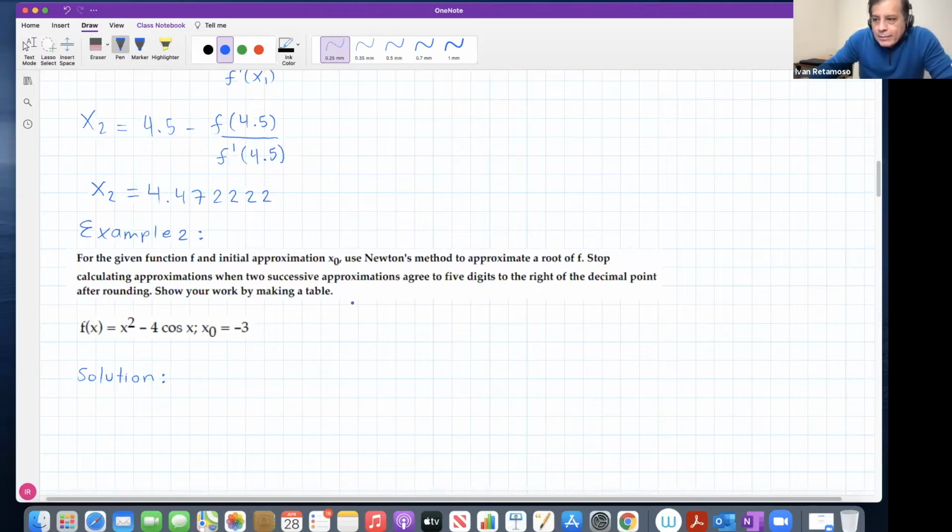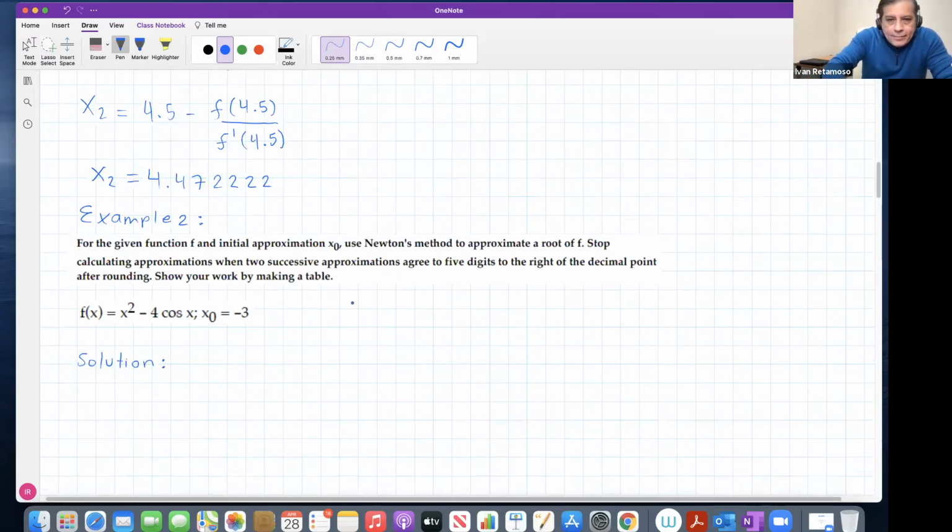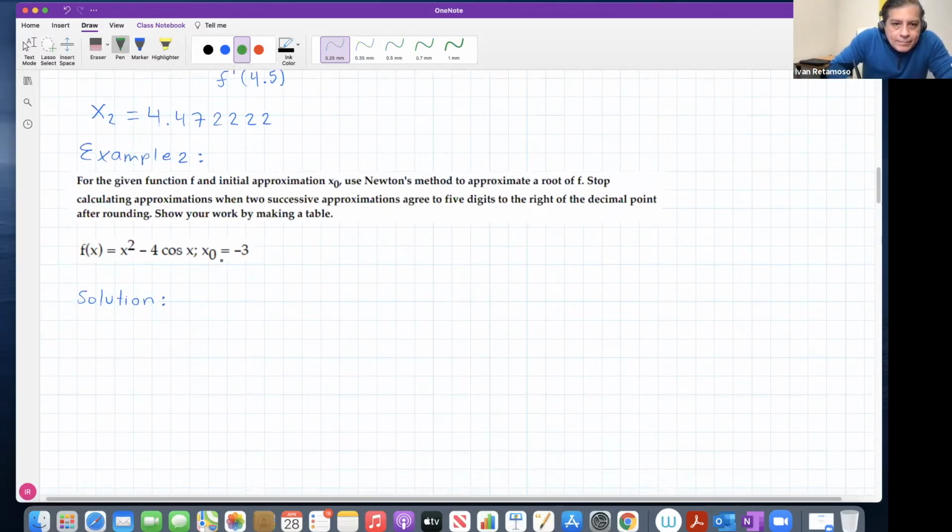Okay, so let's do that now. Again, it all starts by identifying our guess. Our first guess is x0 equal to negative 3. And we start by writing out the formula for Newton's method, which is x n plus 1 is equal to x n minus f of x n over f prime of x n. With x n, you get the next x n plus 1. That's the whole idea.